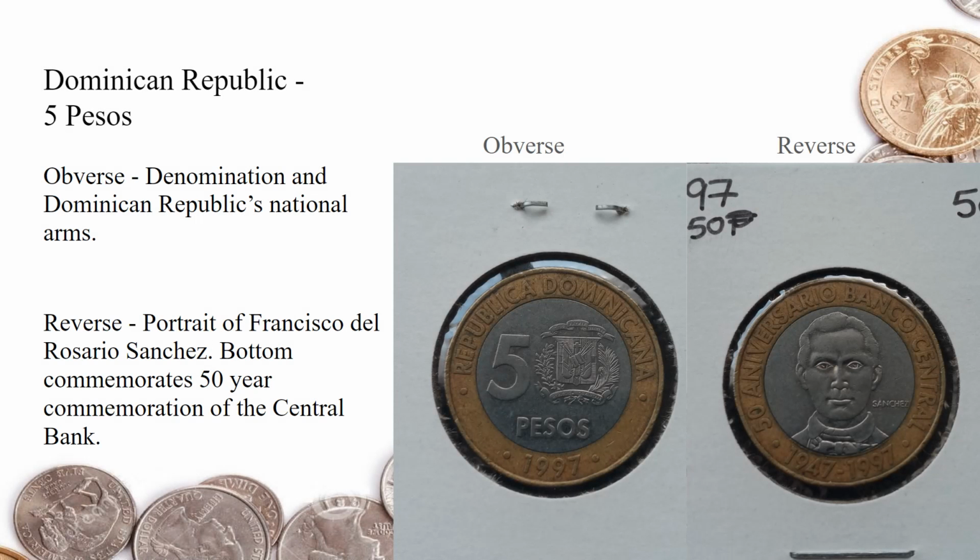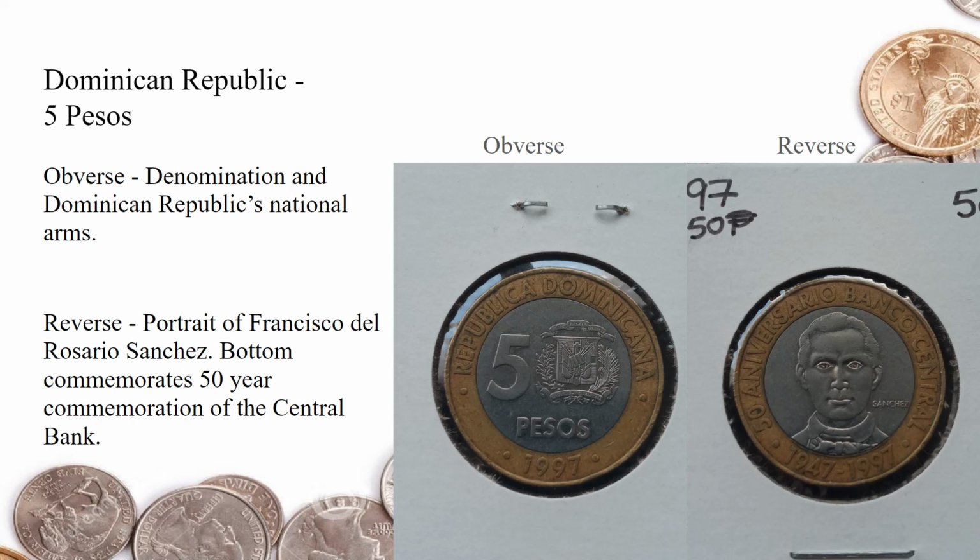Next, we have the Dominican Republic, and this is 5 pesos. On the obverse, you have the denomination of 5 pesos, as well as the Dominican Republic's national arms to the very right of the 5, which I have countless times mistaken as 50 pesos, thinking it was supposed to be a very ornate 0.